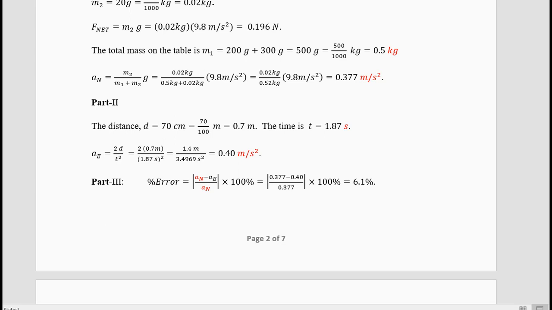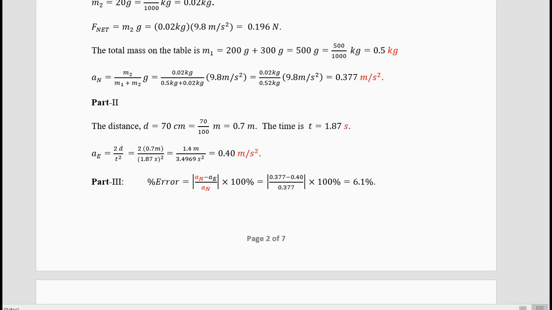2 into 0.7 is 1.4, divided by 1.87 whole square, which is 3.4969. You will get 0.40 meters per second square. So your Newtonian calculation is 0.377 and your experiment is 0.4. The two numbers are going to differ.